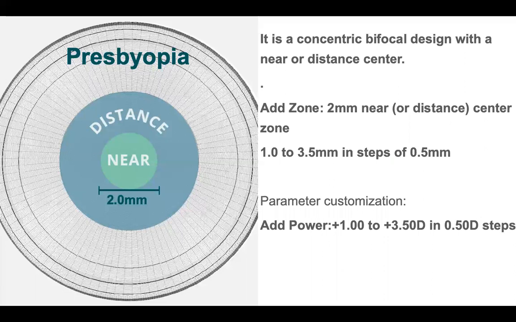That central zone is 2 millimeters as standard, but can be adjusted in 0.5 millimeter increments. La zona central de cerca, por lo general, viene estándar de 2 milímetros, pero si ustedes necesitan modificar, se pueden modificar en pasos de 0.5 milímetros. And the add power can range between +1 to +3.50 in half diopter steps. Y la adición puede comenzar desde +1 hasta +3.50 y lo pueden ir cambiando ustedes en pasos de 0.50 dioptrías.